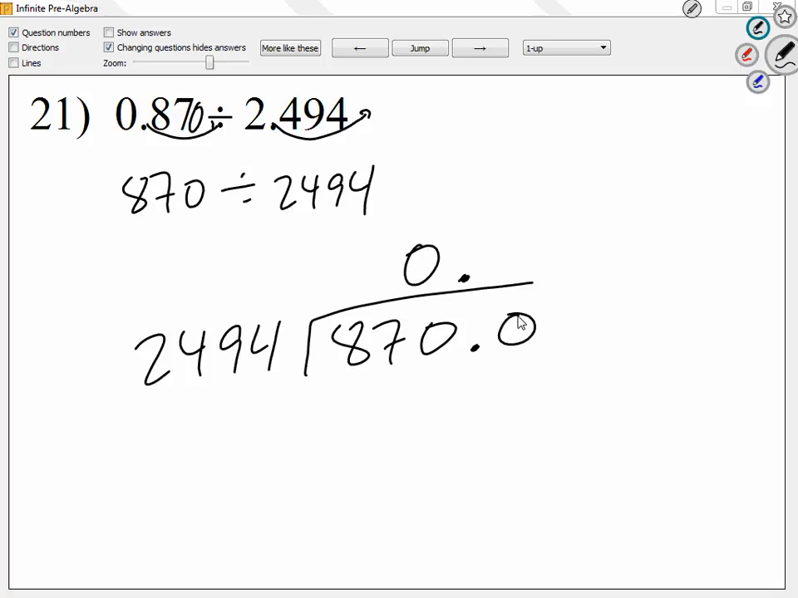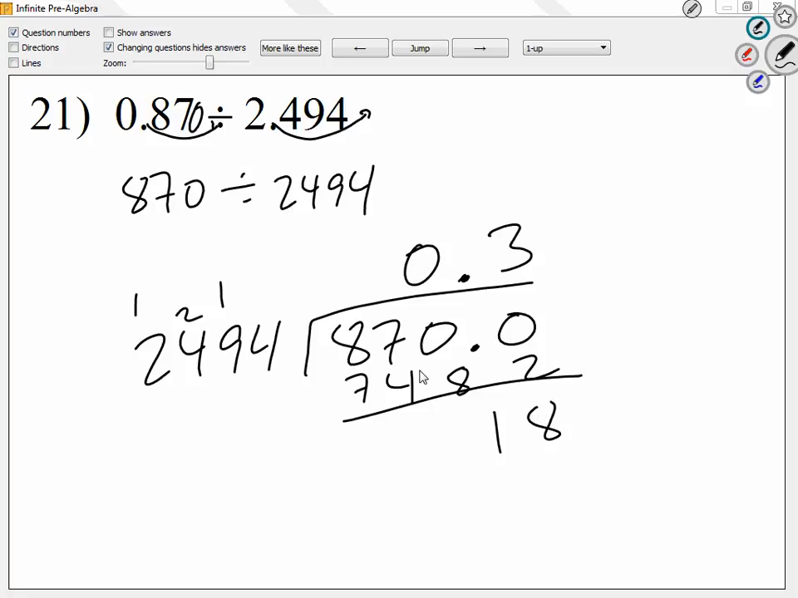So now I'm thinking of 2,494 into 8,700. Let me try this 3 times. And I'm going to multiply this by 3. And I'm going to do number by number. 3 times 4 is 12, so carry 1. 3 times 9 is 27, plus 1 is 28. 3 times 4 is 12 plus 2, 14. And 3 times 2 is 6 plus 1 is 7. Subtract this. And I get 1,218. I subtract it.